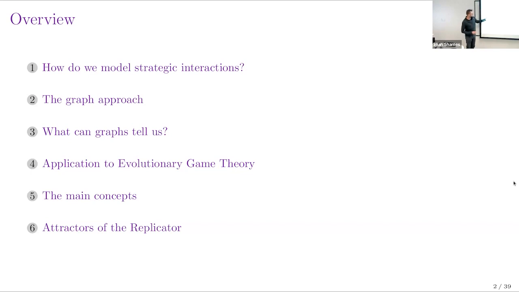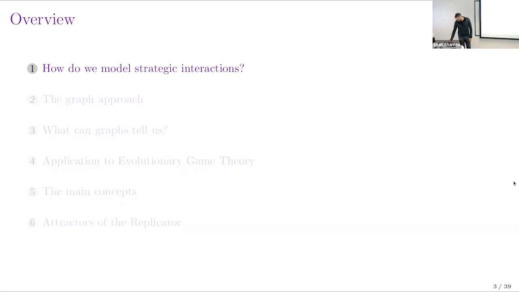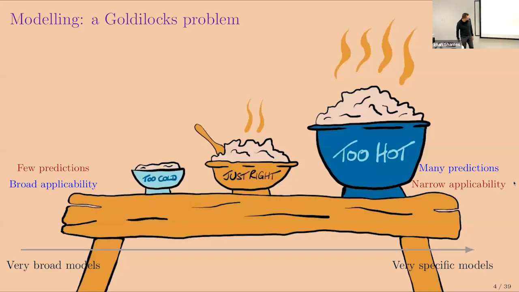And I will bring the main concept back and talk specifically about the attractors of the replicator dynamics, which is one of these famous dynamics that people use to model the learning process of agents when they learn policies that have nice properties in a game setup. Okay, let's talk about modeling strategic interactions.